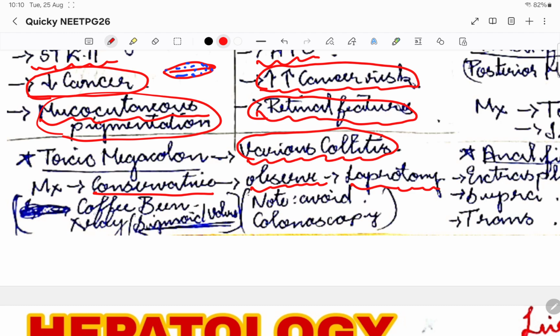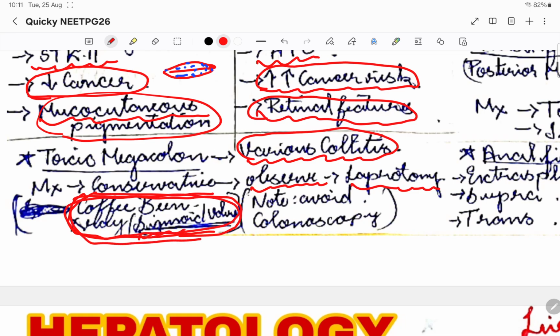Basically it will be X-ray, right? So it will look like a coffee bean. Okay, coffee bean with respect to sigmoid volvulus. Okay, toxic megacolon is a different thing. Okay, but here it will be the coffee bean with respect to sigmoid volvulus. Okay, it is similar to toxic megacolon only.